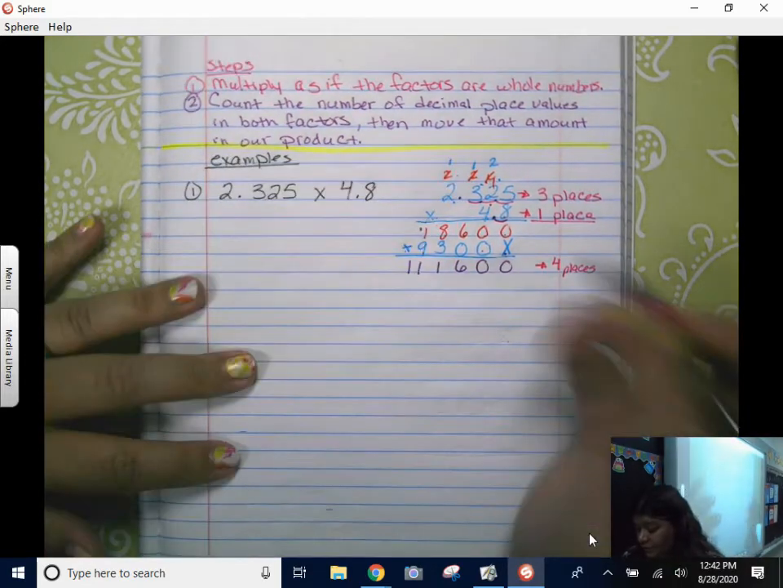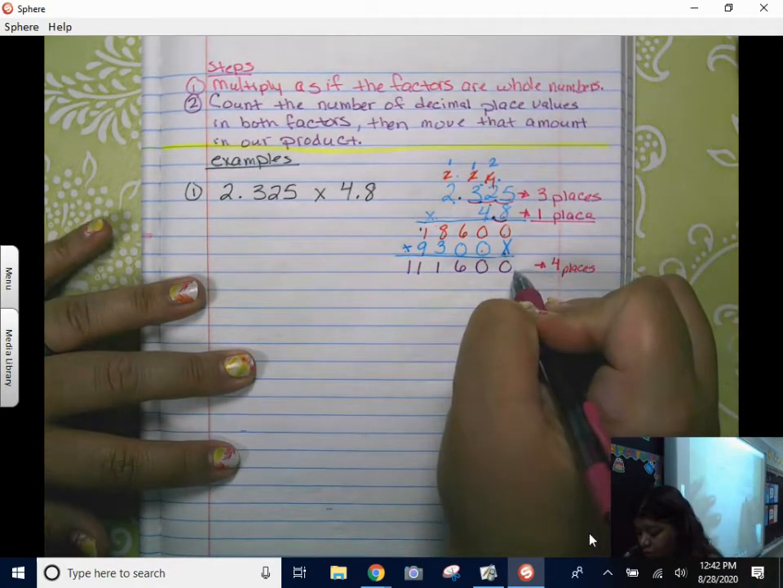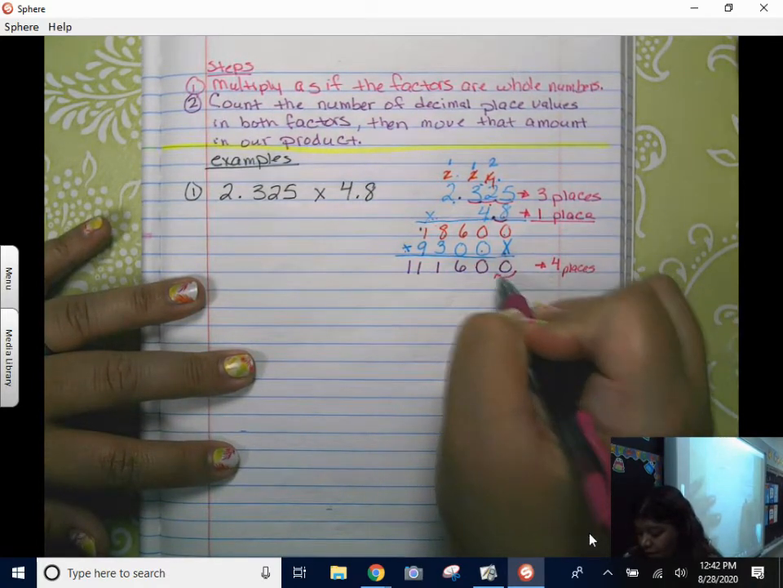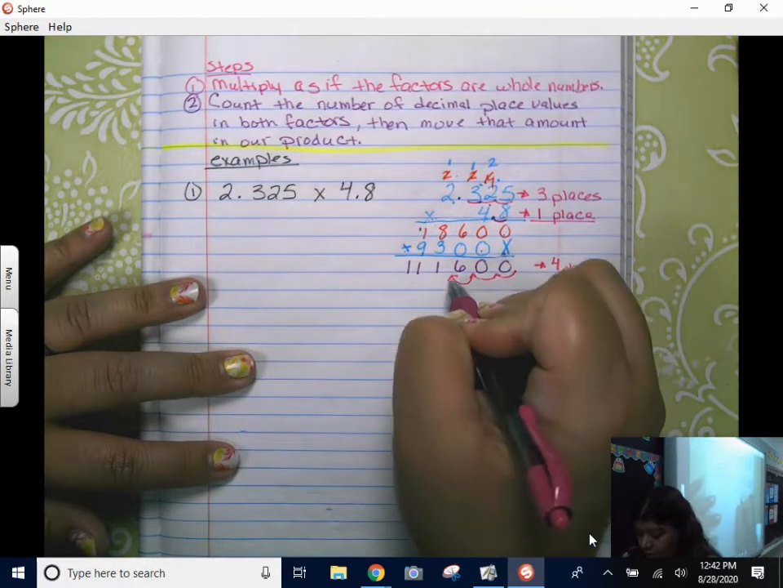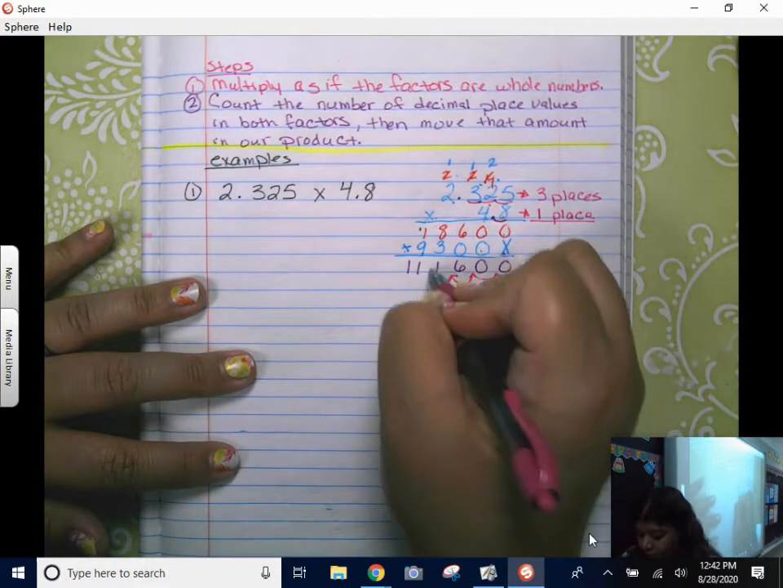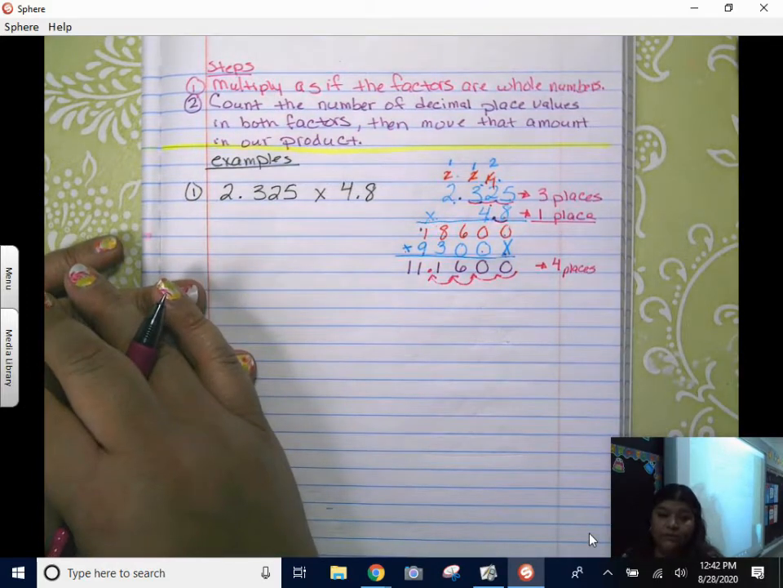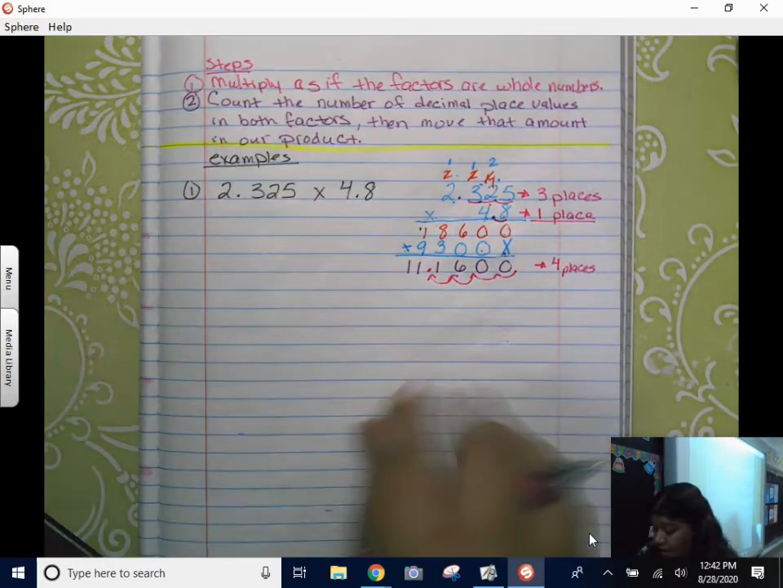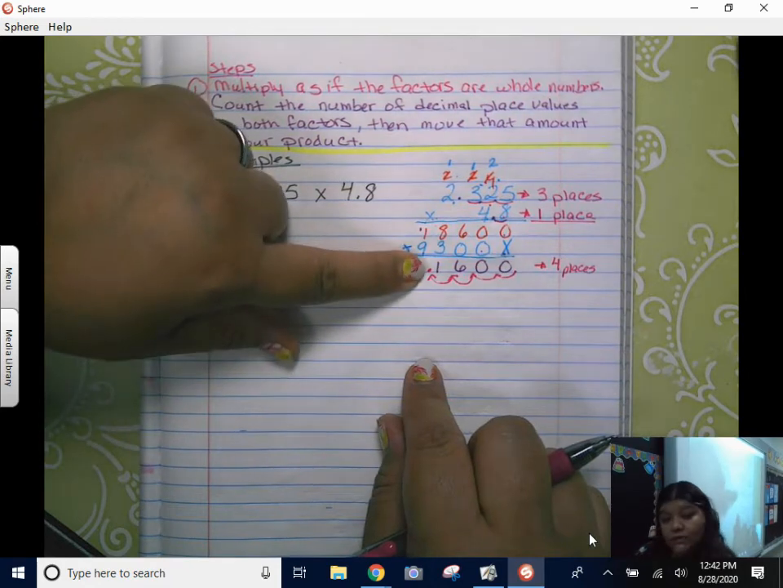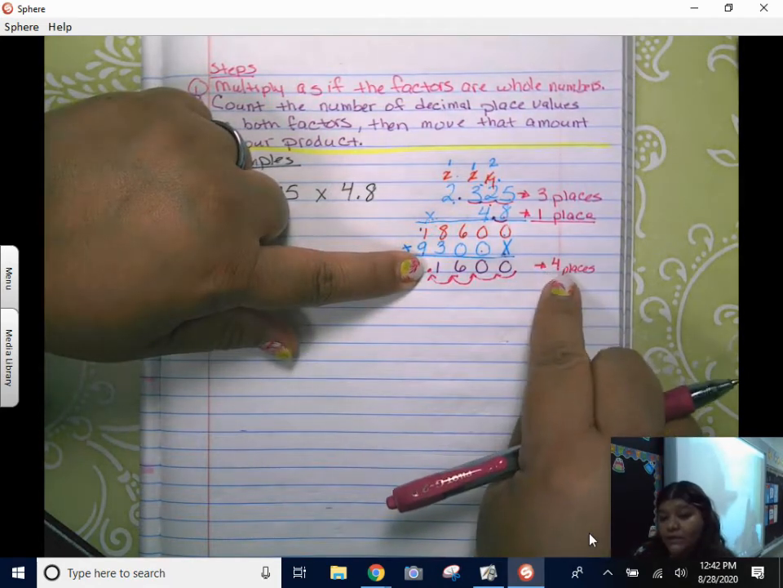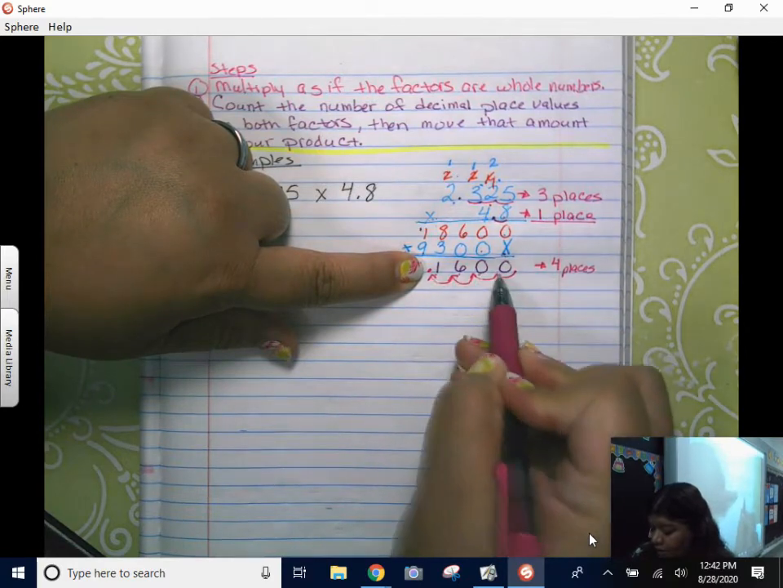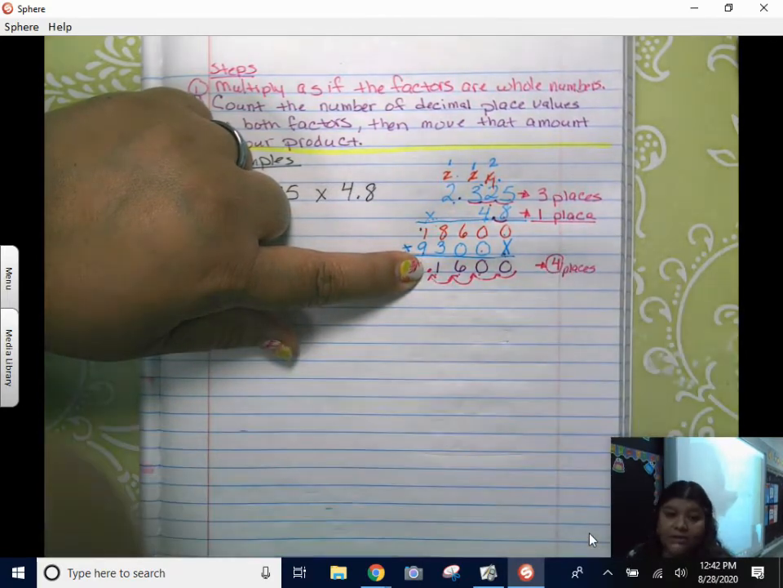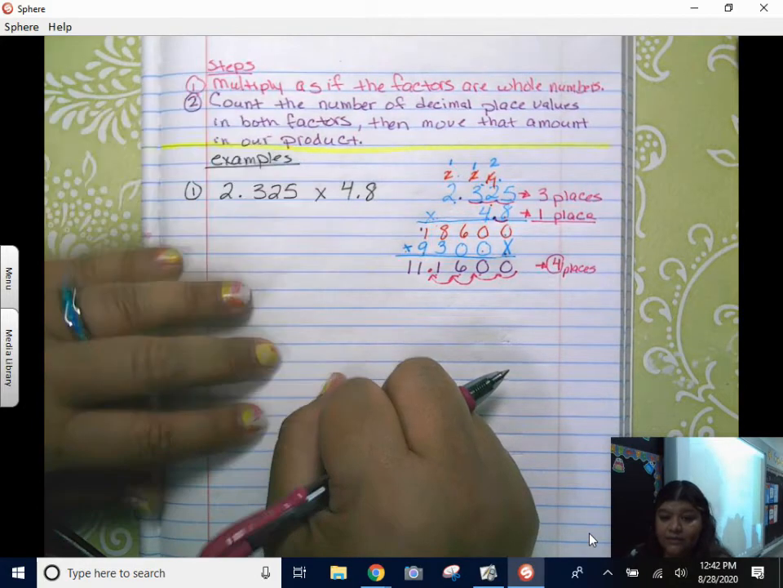Okay, that means I'm going to have 4 digits after the decimal. So starting from the back, we're going to move 1, 2, 3, 4. And that's where your decimal goes. Now to double check, I'm going to cover up the numbers before the decimal, and I should have 4 digits after this decimal. So let's count. 1, 2, 3, 4. Do I have 4? We're good to go. Okay, that's how you can double check.